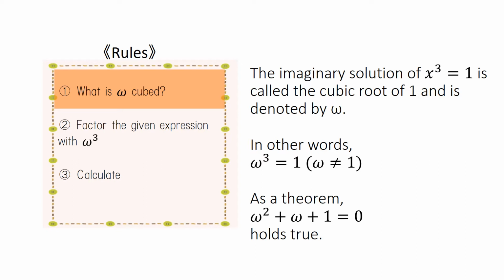The imaginary solution of x cubed equals 1 is called the cubic root of 1 and is denoted by omega. In other words, omega cubed equals 1. However, omega is not equal to 1. We won't derive it in this lesson, but as a theorem, omega squared plus omega plus 1 equals 0 holds true.